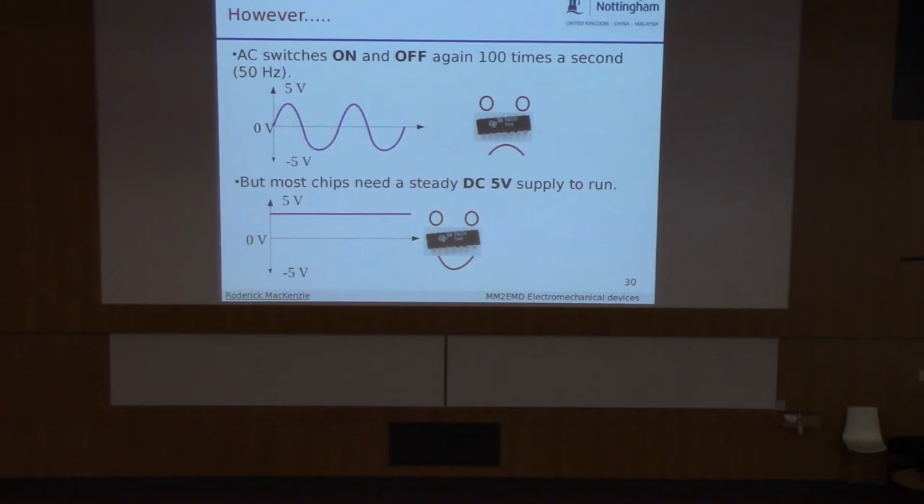So here's sort of a summary. So there's an unhappy chip. Electronics don't like AC because you turn them on and off all the time. Electronics like DC, so a nice steady direct supply of current. So somehow we've got to make a device that will turn this AC to DC.